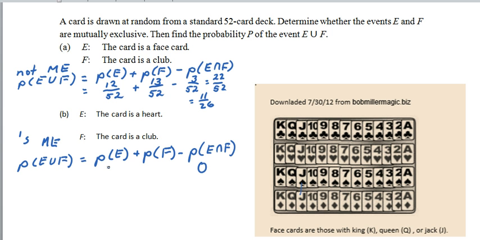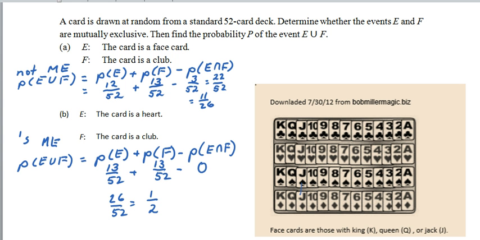So the probability of the heart was 13 over 52. The probability of the club is 13 over 52. So we get 26 over 52, which is 1/2. Half of the cards in the deck are either a heart or a club.